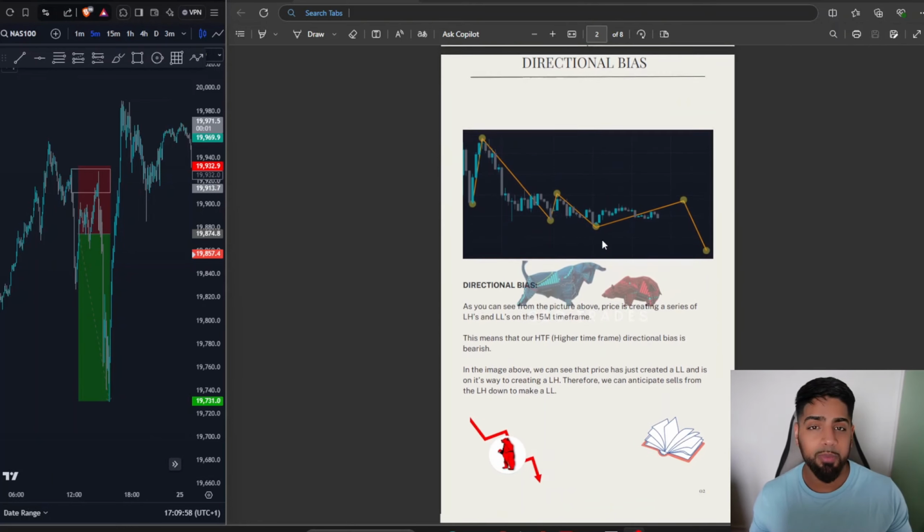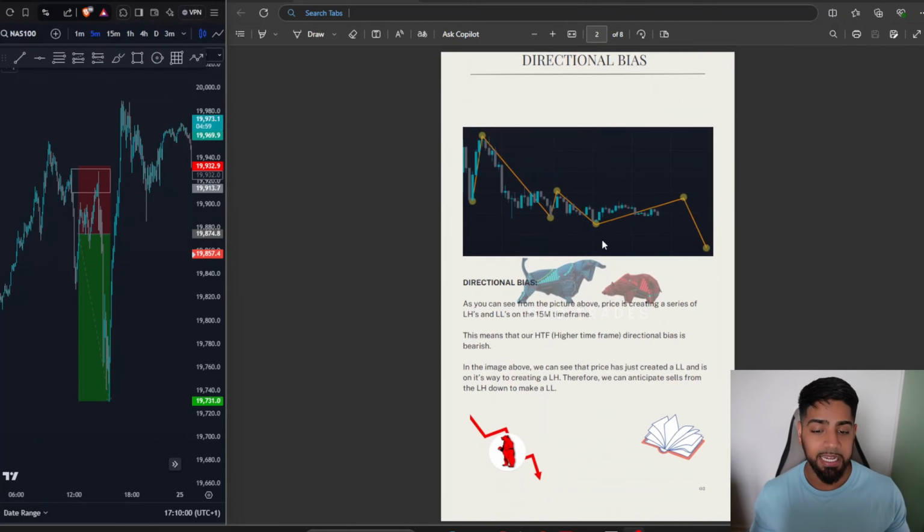So as we scroll down, we can see that step one is to identify our directional bias. So there's a clear image of exactly what it is that I'm talking about with some text to help you really understand. We are going to be looking for our directional bias on the 15-minute time frame. So in the image above, we can see that price has created a lower low and is on its way to creating a lower high. Therefore, we can anticipate sales from the lower high down to the lower low.